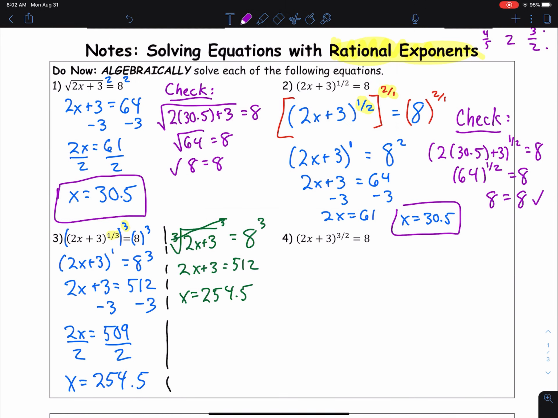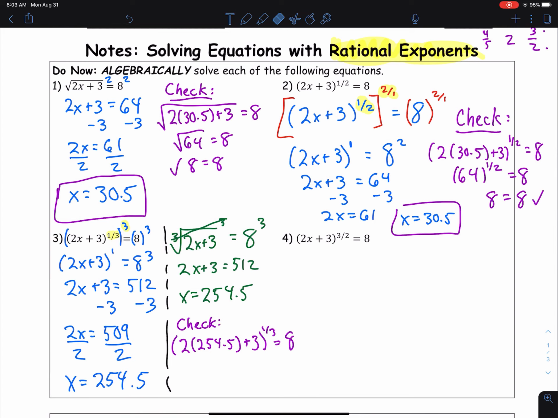Check that number to see if it's an extraneous solution. So I'm going to plug that back in to the original equation. Has to be the original equation. So that'll be 2 times 254.5 plus 3, to the 1/3. And that should equal 8. So you can do that math by hand if you want to. I'm going to show you the way I like to check, because it saves time and that allows us to make less mistakes. So you're going to need a TI-84 graphing calculator for this, or really any calculator.